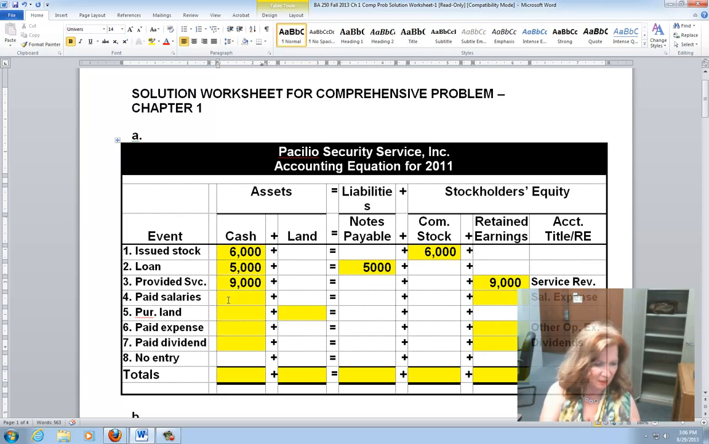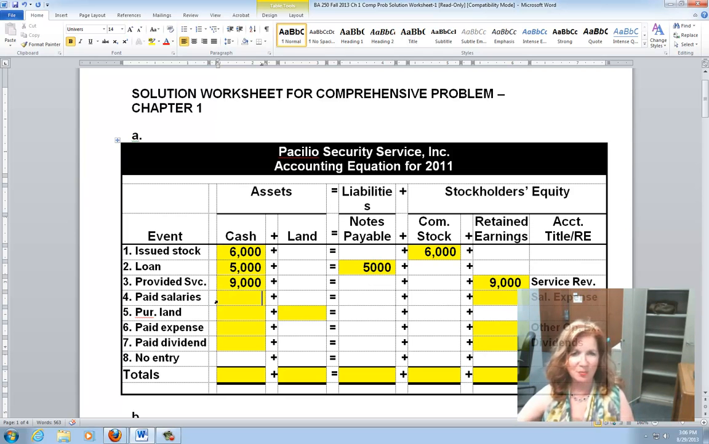Number 4, paid salaries expense. So paid is the operative word to know that cash went down.